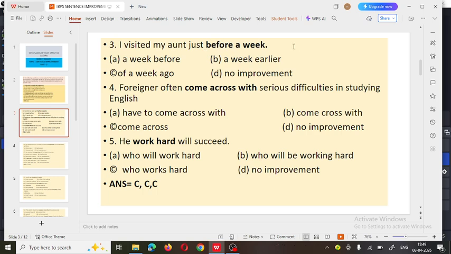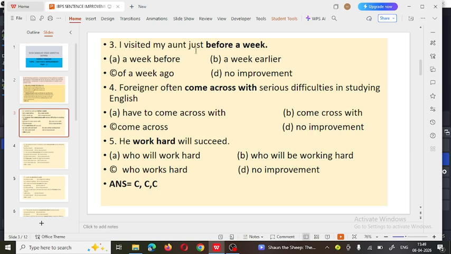So, how should it be? Before a week, is it correct? Definitely no. The options are a week before, or a week earlier, or of a week ago, or no improvement. So improvement is necessary here.